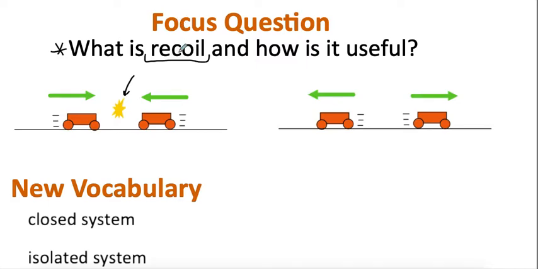So recoil is essentially just things bouncing away from each other. The most common thing you hear about might be a gun, and when you shoot a bullet, the recoil from the weapon jolts you in the shoulder. They developed stocks on rifles and such to help so you don't have that serious recoil.